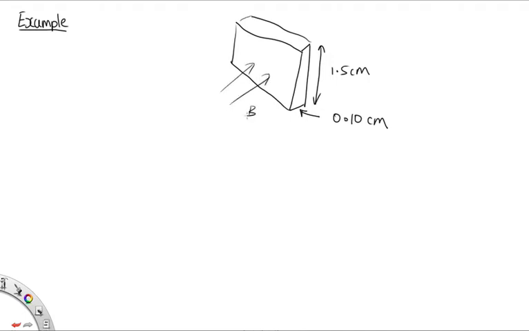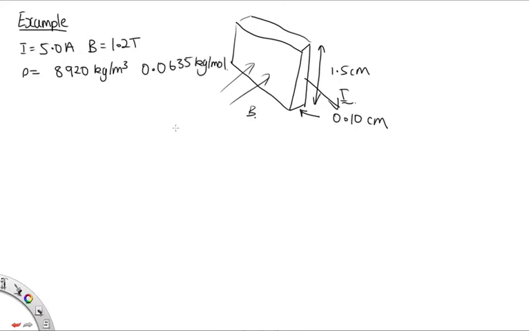Here's our magnetic field B. Here's our current I. And we're told that I is equal to 5.0 amps and B is equal to 1.2 teslas. The magnetic field is applied in the direction perpendicular to the strip. We're told that the density of copper is equal to 8,920 kilograms per meter cubed, and that the molar mass of copper, or the atomic mass, is 0.0635 kilograms per mole. And we're asked to find the Hall voltage.